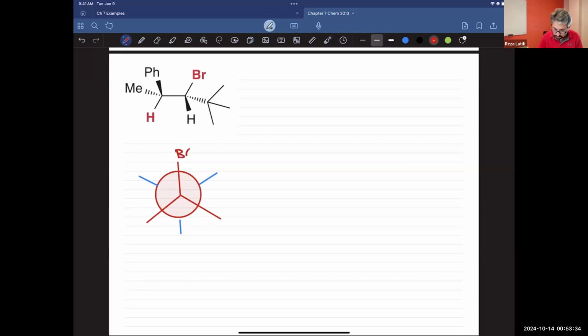And then, okay, what else? We have hydrogen here and tertiary butyl there. And next, we have phenyl in this position. Methyl is going to be here, and hydrogen is going to be there. Okay. Now, if you remove these two, you will get this.